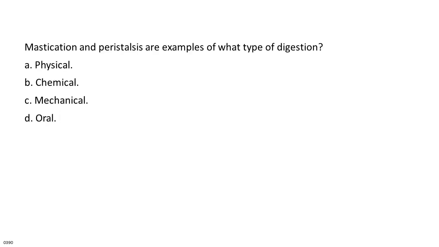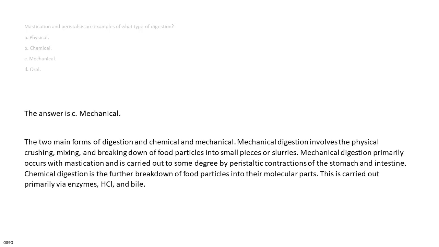Mastication and peristalsis are examples of what type of digestion? A. Physical. B. Chemical. C. Mechanical. D. Oral. The answer is C. Mechanical.